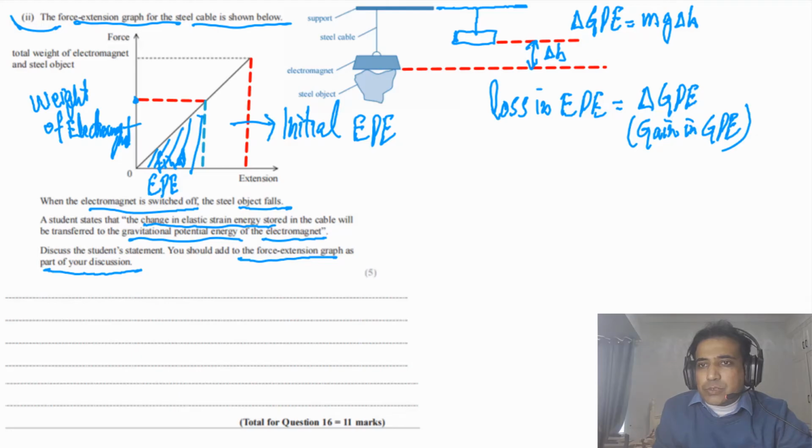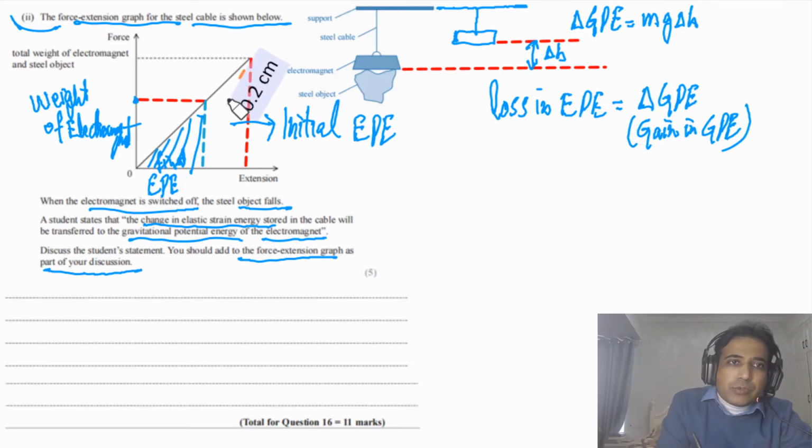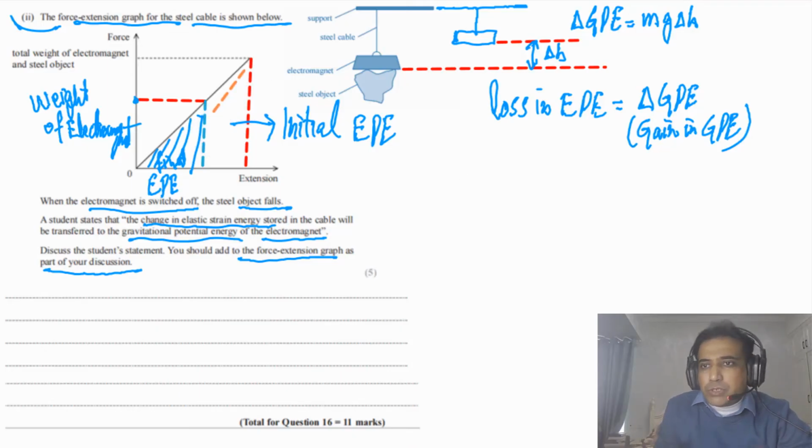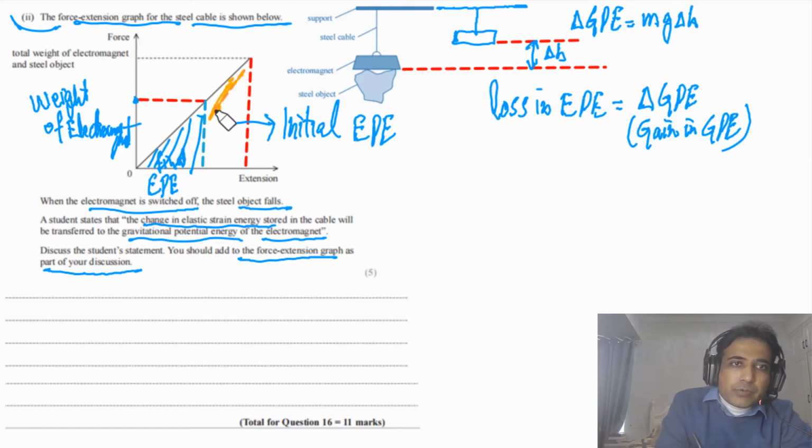Let me use orange color. So this area is the change in EPE. Simply we can use orange color. So this area is the change in EPE, delta EPE.